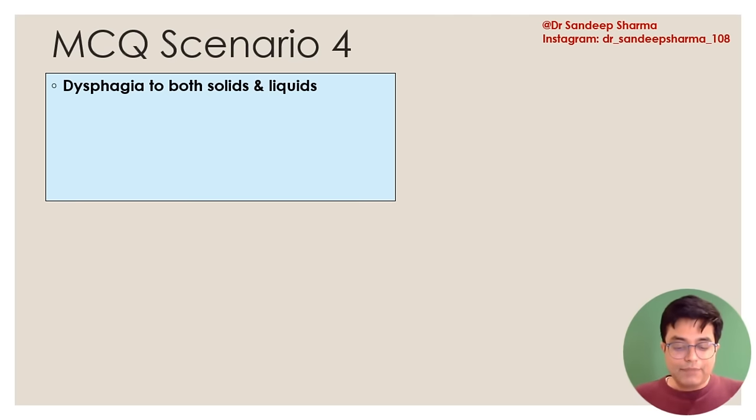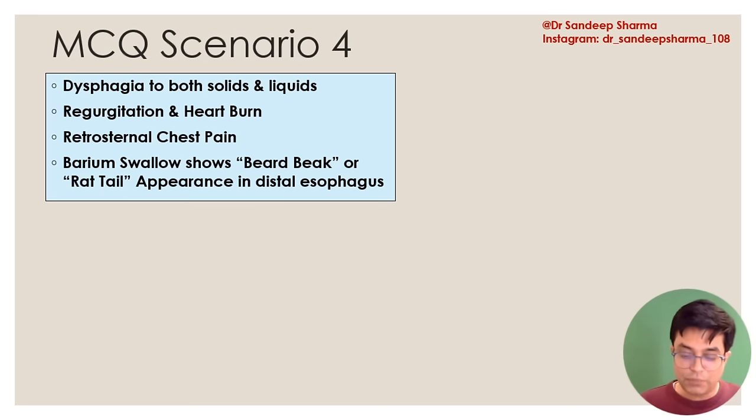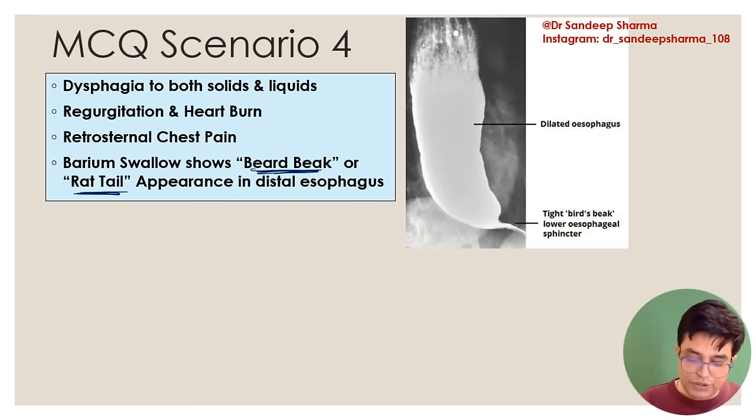In case the MCQ says dysphagia to both solids and liquids is present, right? So both solids and liquids, you know where this is going. Regurgitation and heartburn is present. Retrosternal chest pain is present. And barium swallow shows a bird beak appearance. Rarely you may find a rat tail appearance in the distal esophagus. There will be tapering happening. There will be a dilated lower esophagus, and then suddenly at the lower esophageal sphincter region, where the stomach begins, you will have tapering, a beak-like appearance being produced. This is all pointing towards a diagnosis of achalasia cardia.